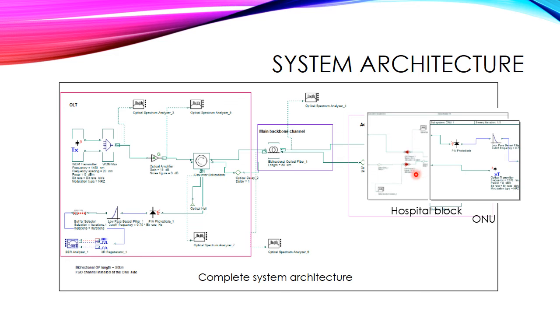and to the outside of the ONU we have the upstream FSO channel. Again, it will vary its length from 50 to 250 meters. That is going to be connected to the backbone channel using bidirectional optical fiber having length 50 kilometers. The signal is going to reach the circulator, and this part is the receiver side in the OLT, that is for the upstream. And for that we have the photodetector, low pass Bessel filter, we have buffer selector, and that is connected with the bit error rate analyzer.